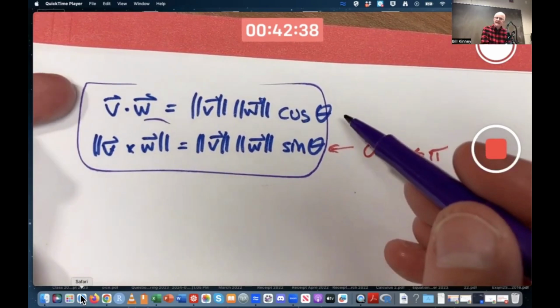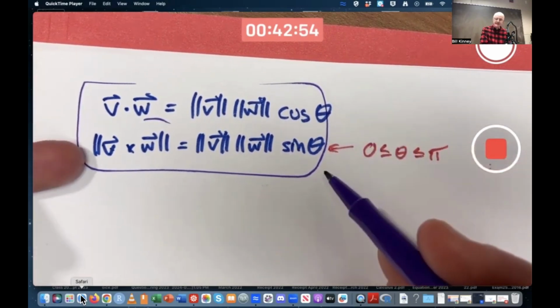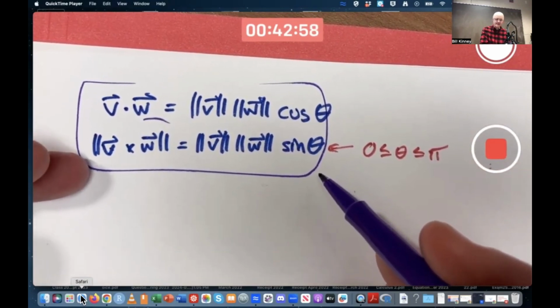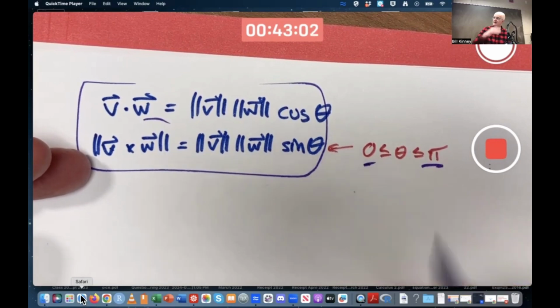Notice that V dot W is 0 if and only if the angle theta is pi over 2, 90 degrees. It's 0 if and only if V and W are perpendicular, also called orthogonal. This magnitude is 0 if and only if theta is 0 or pi. Sine of 0 is 0, sine of pi is 0. Pi is 180 degrees.